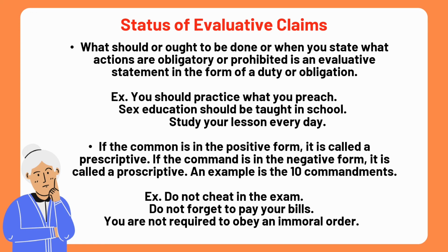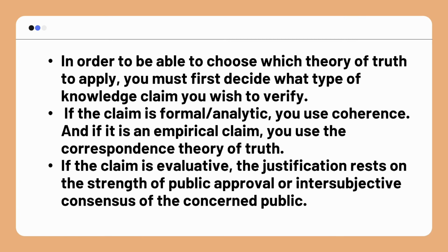So lastly, let's go to the next slide, please. For the whole Module 3, here are some of the key points that we wish for you to understand well. Number 1, in order to be able to choose which theory of truth to apply, you must first decide what type of knowledge claim you wish to verify. Number 2, if the claim is formal or analytic, we use coherence. And if it is an empirical claim, you use the correspondence theory of truth. And lastly, if the claim is evaluative, the justification rests on the strength of the public approval or intersubjective consensus of the concerned public.